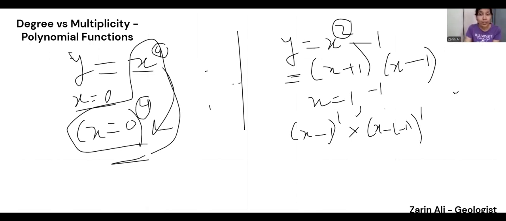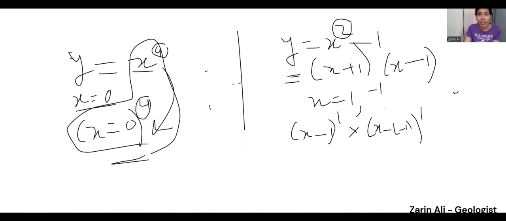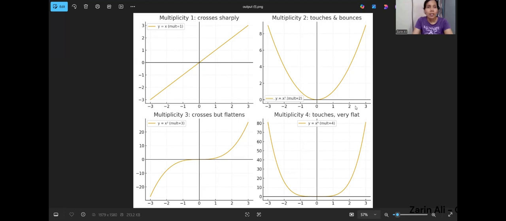Now, why should you be knowing this? Let me just share my screen and I'll tell you why it's important. Here, why you should be aware of the multiplicity thing and how it's going to help you: let us say you have this particular graph where you have a multiplicity 1.